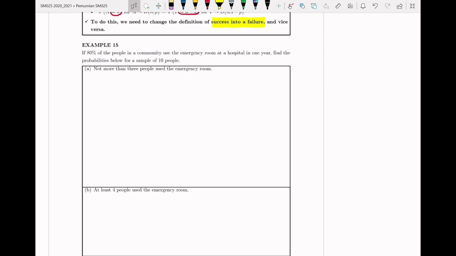If 80% of the people in a community use the emergency room at a hospital in 1 year, find the probability below for a sample of 10 people. Not more than 3 people use the emergency room. So before we solve this question, first let us define X. X is the number of people in the community who use the emergency room.